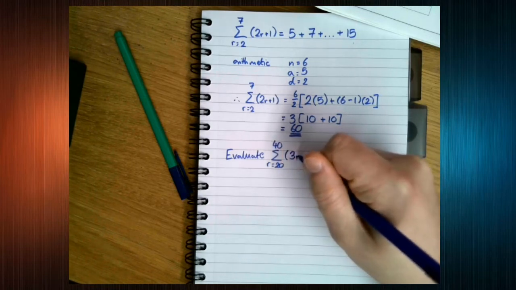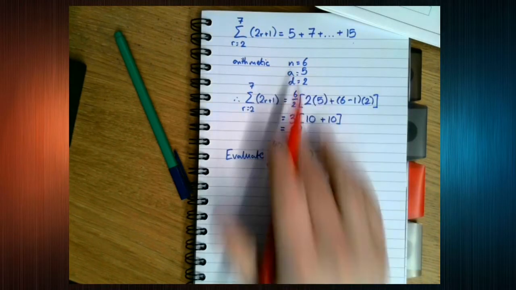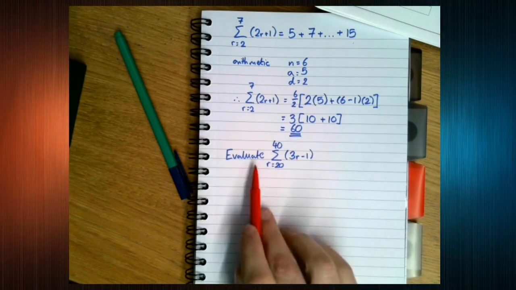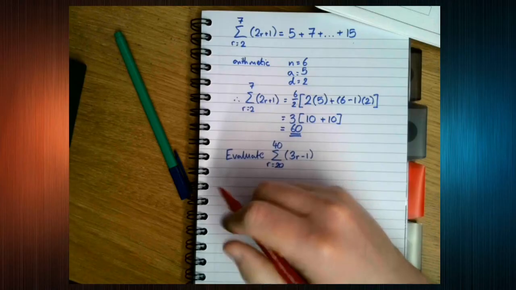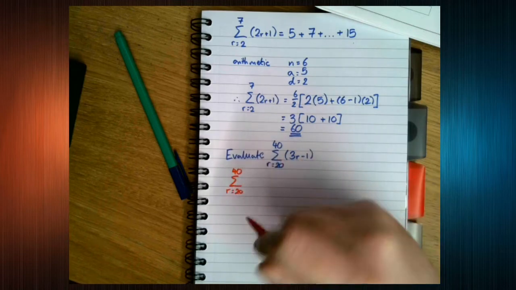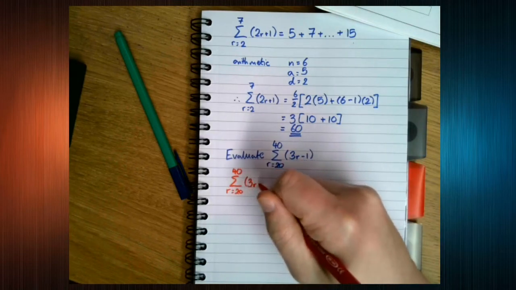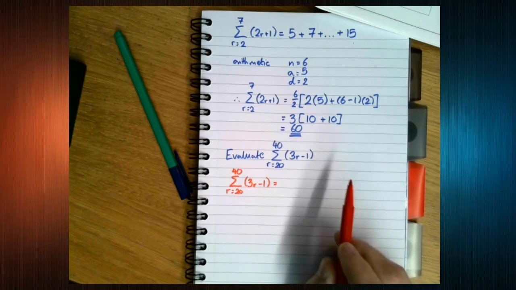Let's say the sum from r is 20 to 40 of 3r minus 1. So we could do like we did here, work out the first term, work out the last term, work out how many terms we've got. Or another way is we can say, okay, this is going to be when r is 20 plus when r is 21, 22, all the way up to r is 40.